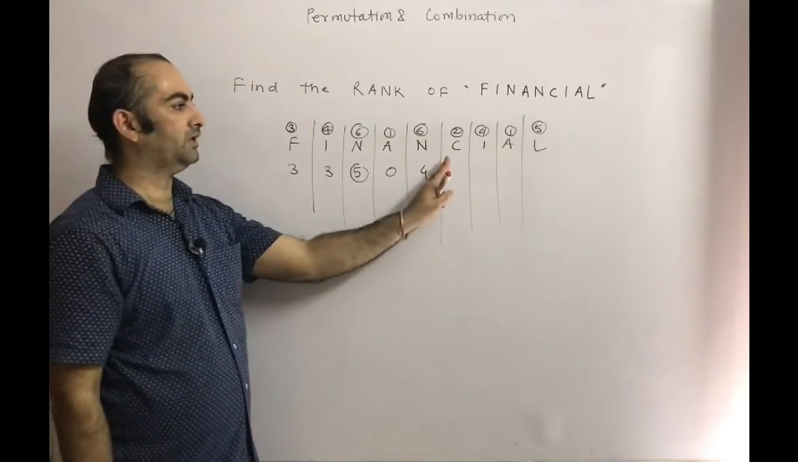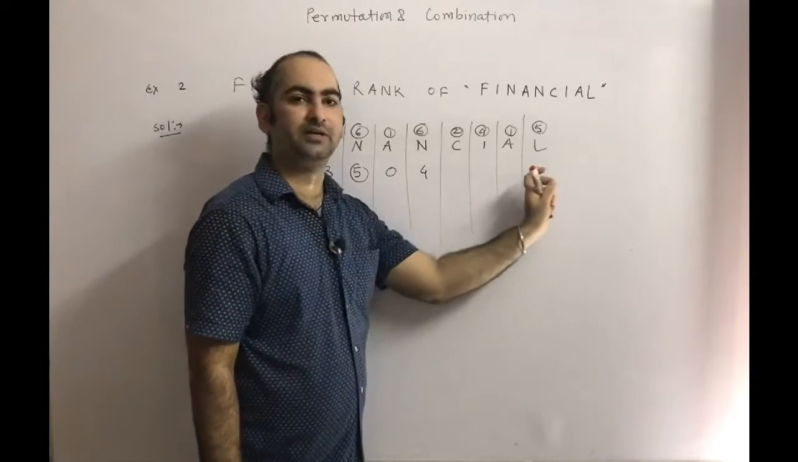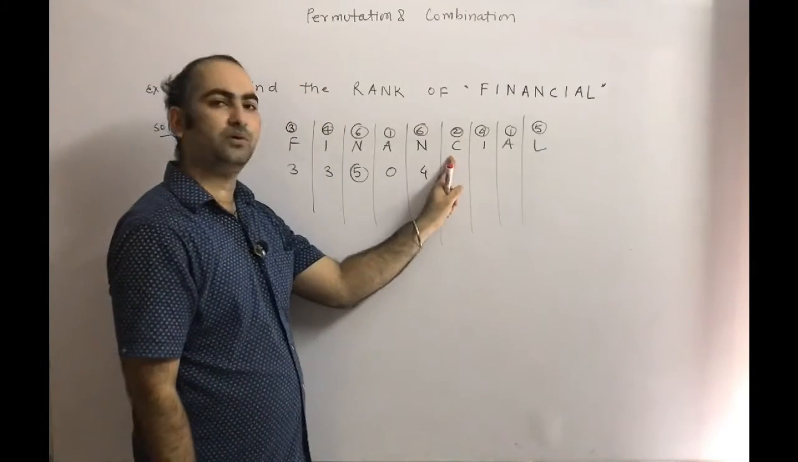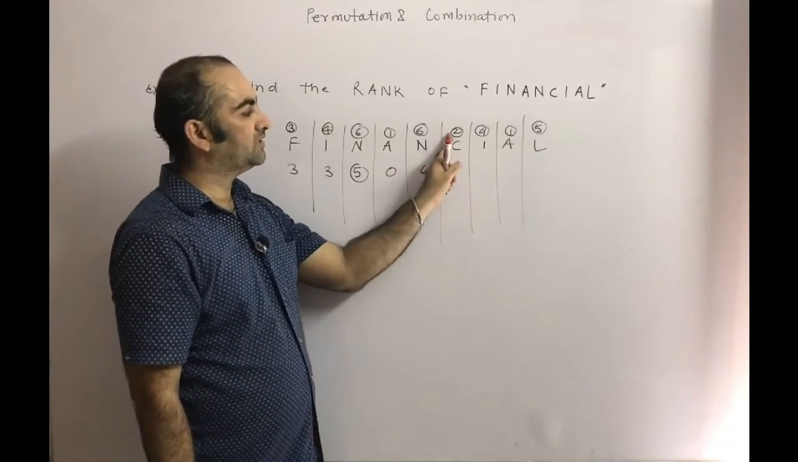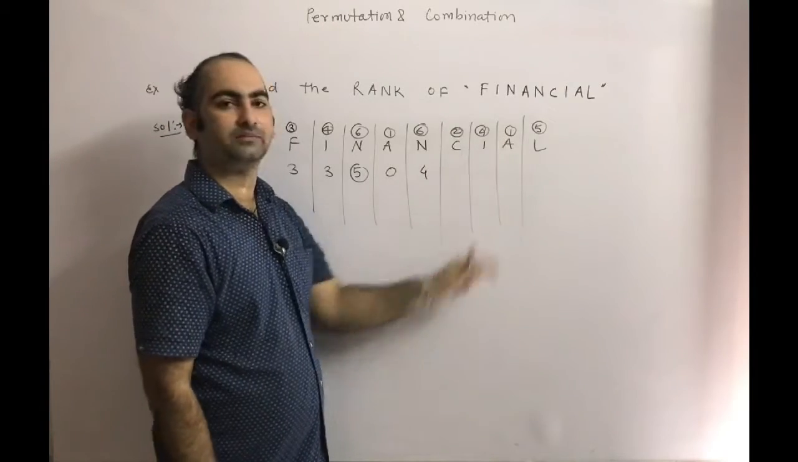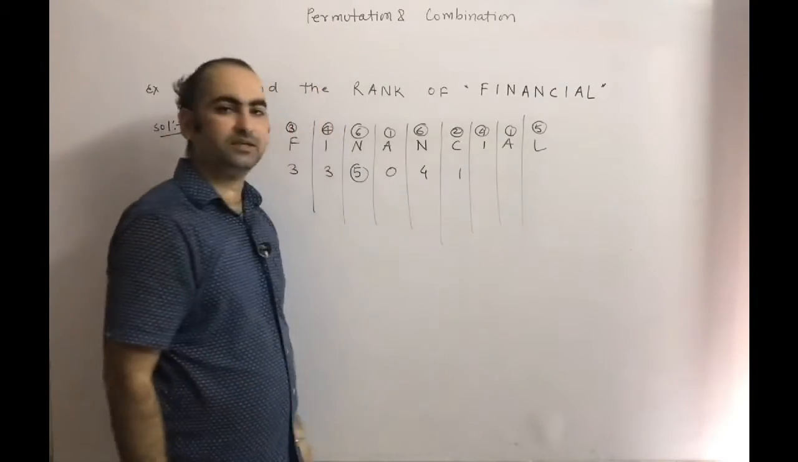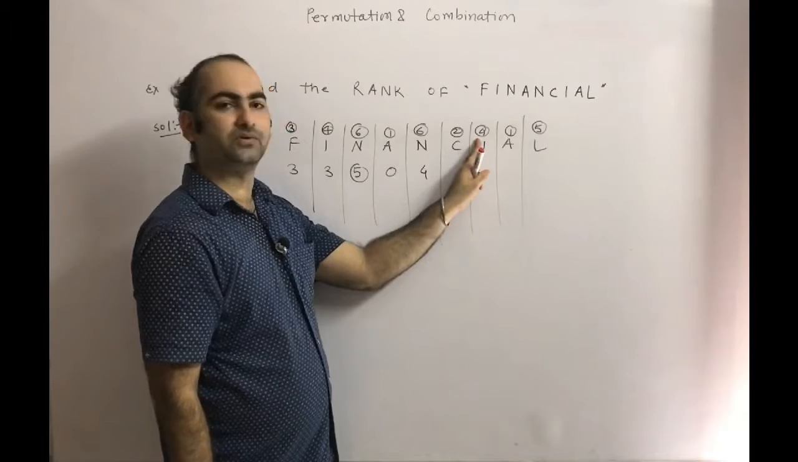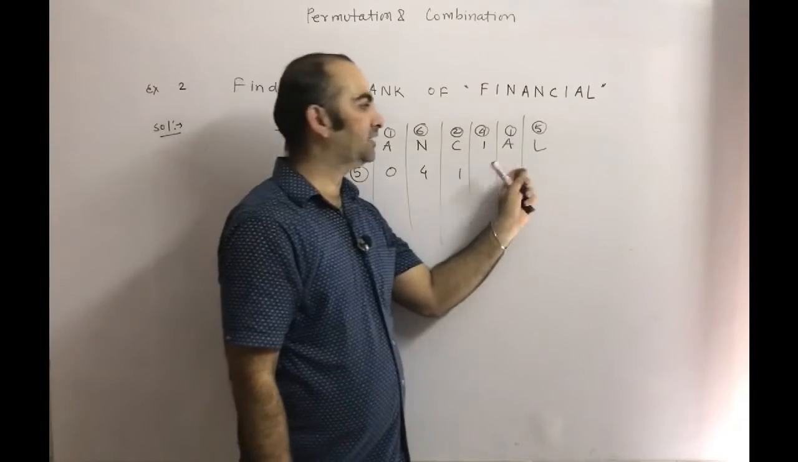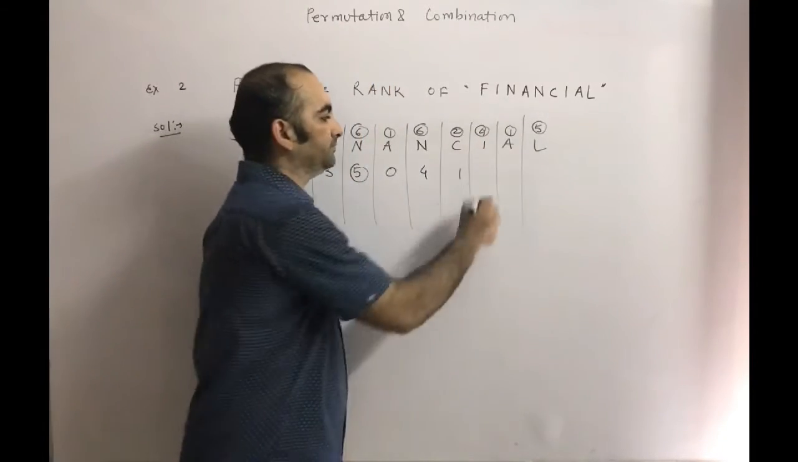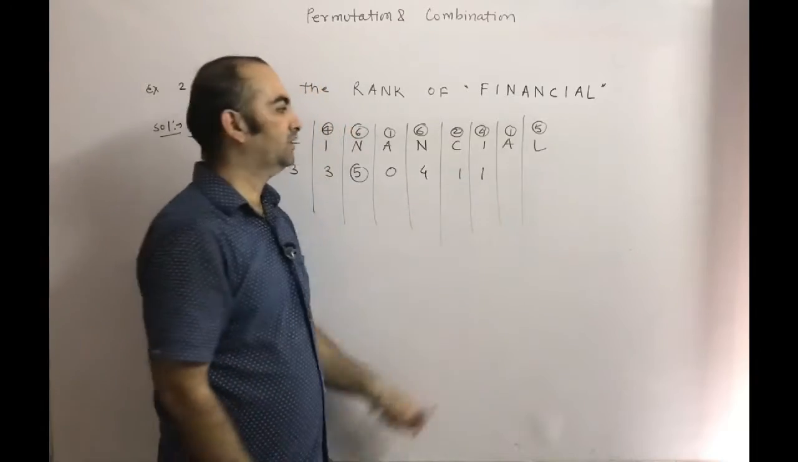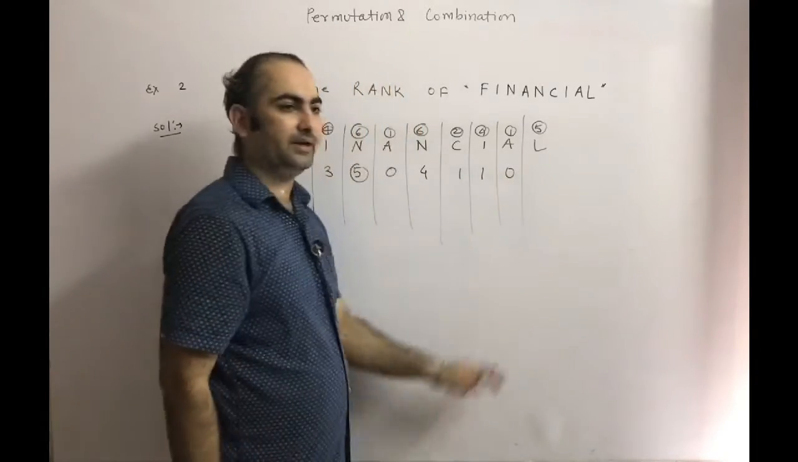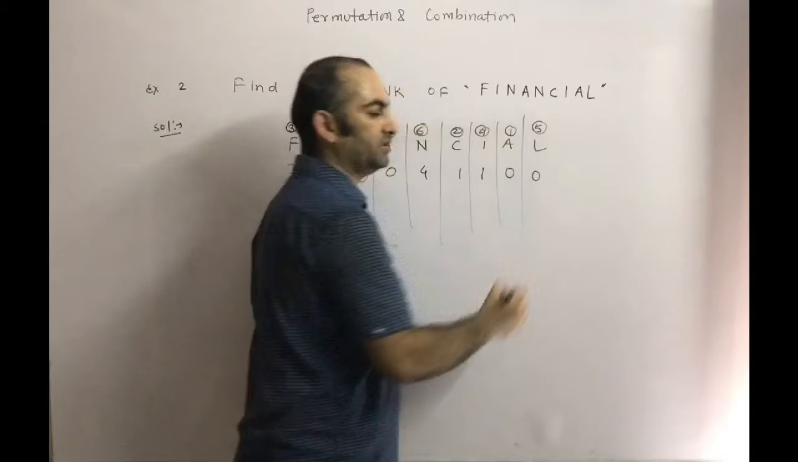Next is C. Above C how many letters are there on the right hand side? Position of C is 2, so only one will come, that is E. Next is I. Position of I is 4. Above I how many letters are there on the right hand side? That is 1. Next is A. For A, 0 will come, and next is L. For this one also 0 will come.